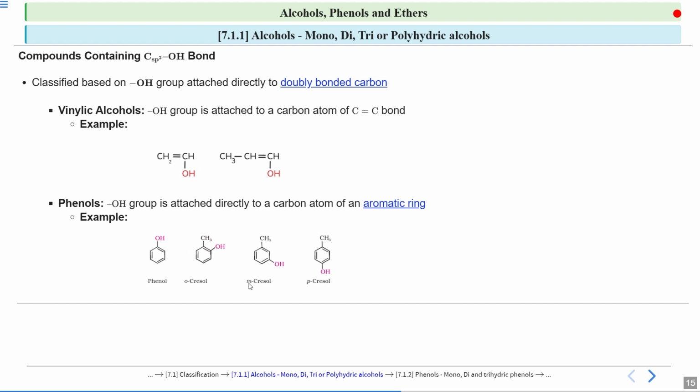Next is ortho-cresol. At the ortho position we have the hydroxyl group, and we have a methyl group on the benzene ring. Meta-cresol, where we have just changed the position of the hydroxyl group from ortho to meta. And the last is para-cresol, where the hydroxyl group position becomes para. So these are the phenols, where the hydroxyl group is directly attached to a carbon atom of an aromatic ring.